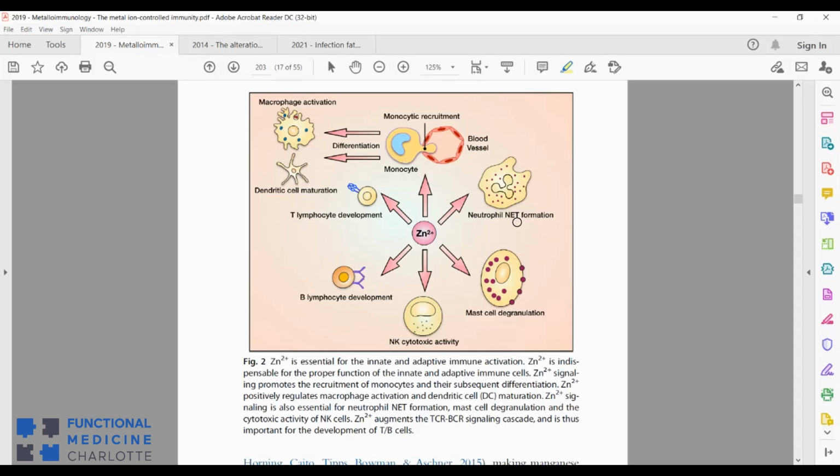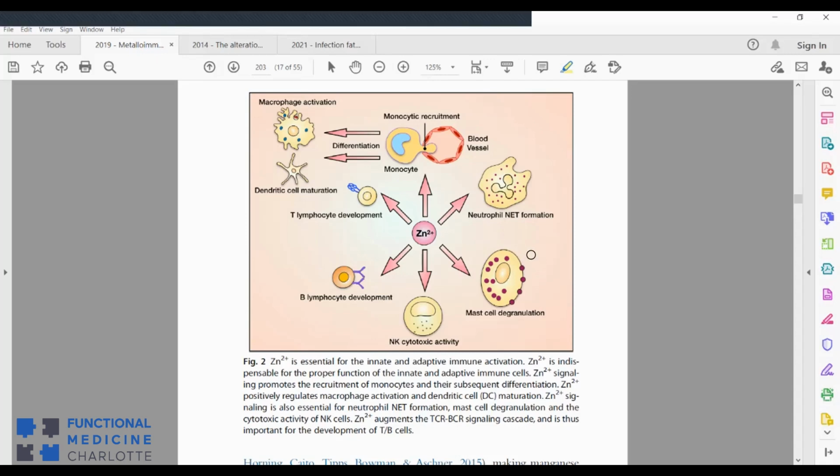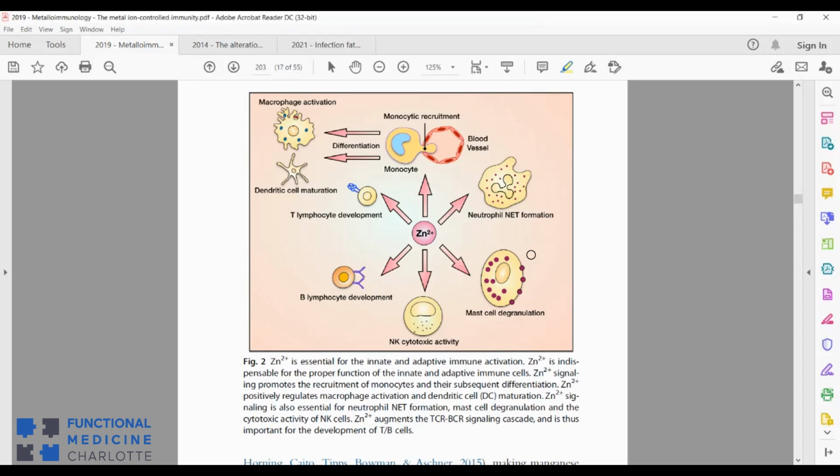Zinc is important for mast cell degranulation. Mast cells degranulate in response to some allergen or parasite, mold, or yeast. When mast cells degranulate, they dump histamine. So a proper histamine response requires zinc.